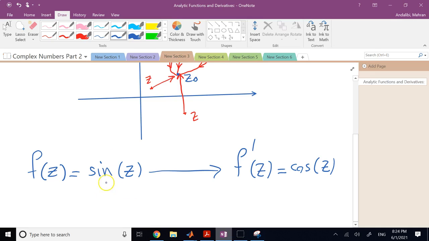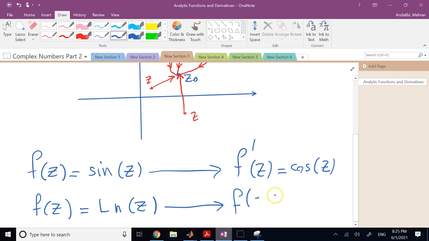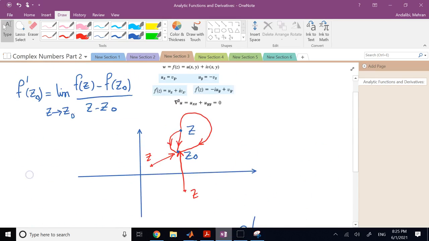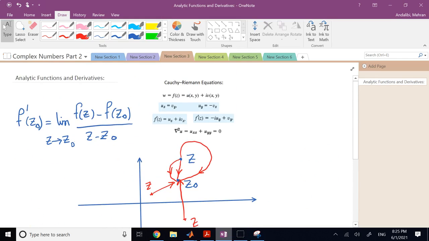So the derivative of sine is cosine, derivative of cosine is negative sine, derivative of z to the n is n times z to the n minus 1, natural log is 1 over z, right? So all of those rules we had in calculus will be applied for regular functions, okay? Nothing major. And so on and so forth. Now, let's go back to this derivative thing.